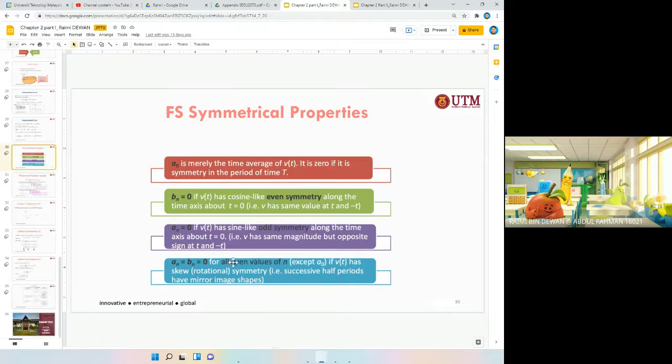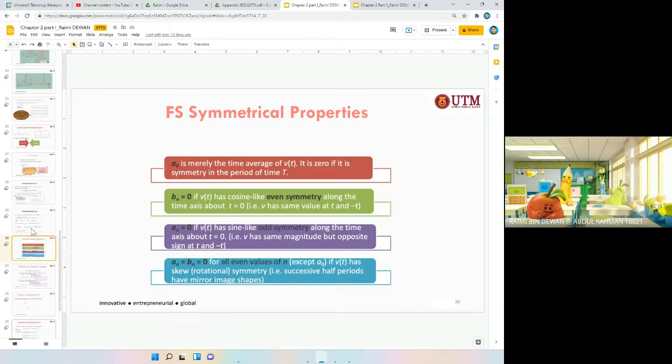For all even values means n = 2, 4, and 6, except A naught here. Meaning n = 2, 4, 6, 8, and so on is equal to 0 for all even values except your A naught. Okay, if v(t) has skew rotational symmetry, you know how the skew looks like, right? Refer to the previous lecture for how the skew signal looks.